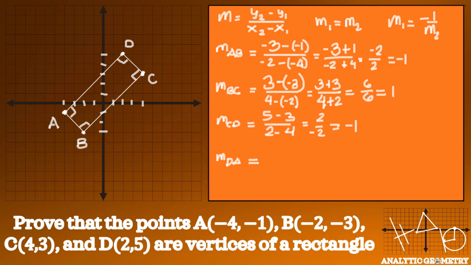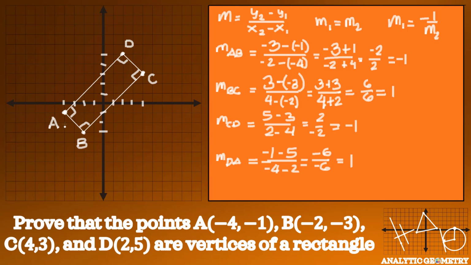And then you will have here for DA, let's have A as our second point. Y sub 2 is negative 1 minus 5 over our x sub 2 for our A is negative 4, okay, minus our x sub 1, which is 2. So you have here, that's negative 6 over negative 6. The result is positive 1. Surprisingly, all of our results for our slopes are integers. If they are fractions, you still need to analyze the same way we're going to do it right now.